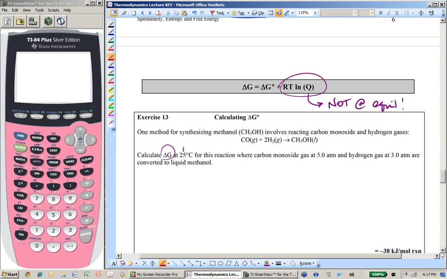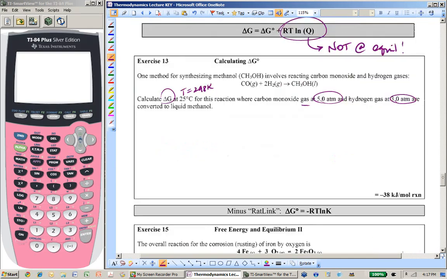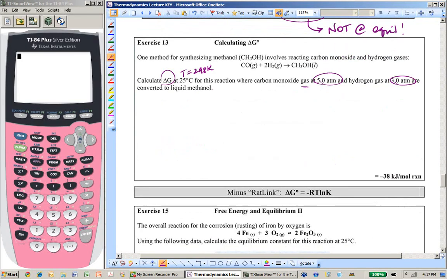At 25 degrees Celsius, so that's 298 Kelvin to you, for this reaction where carbon monoxide gas at 5 atmospheres and hydrogen gas at 3 atmospheres are converted to liquid methanol. So I'm going to use these pressures as my actual values here. I'm going to calculate Q first.